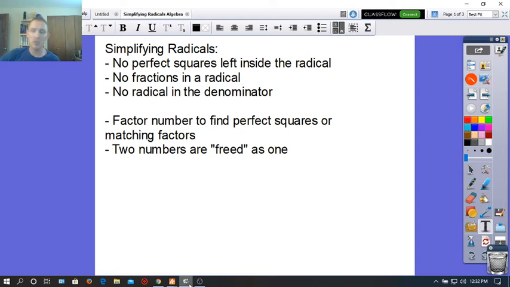And I want to remind you of the basics up here at the beginning. Factor numbers to find perfect squares, or matching factors that can free themselves as 1. That's going to be the key as we go through and do these problems. Okay, so what I want us to do here is go ahead and look at our 9-2, practice A, and we're going to start with number 9.